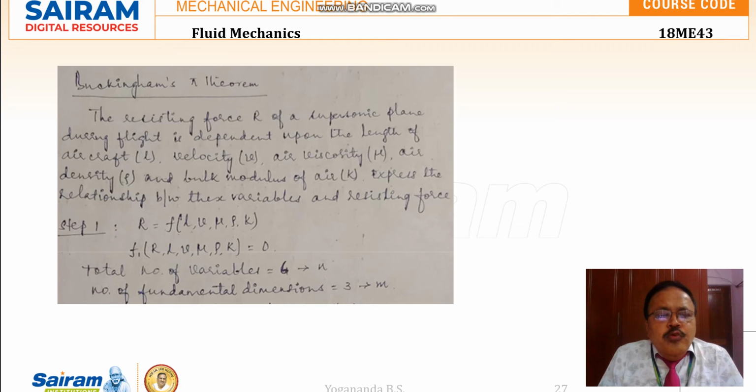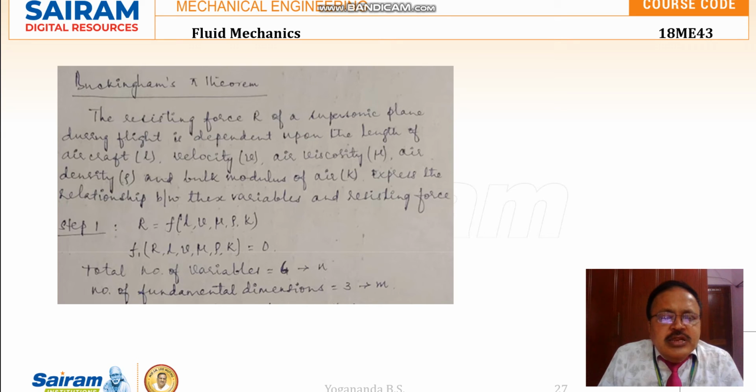So L, V, mu, rho and K are independent variables, whereas the resisting force R is written as a function of these 5 independent variables. Express the relationship between these independent variables and the resisting force R. Now function of R, L, V, mu, rho, K is equal to 0. Including the dependent variable R, the total number of variables is 6, so N is equal to 6.